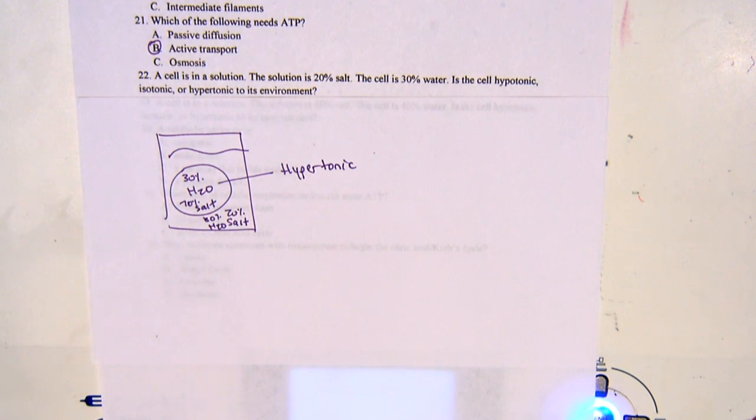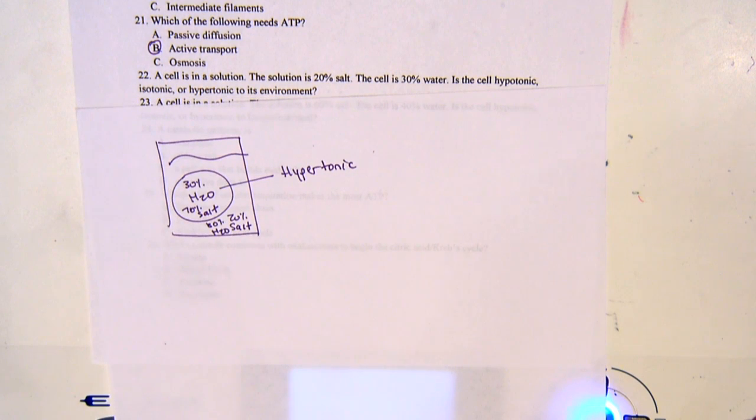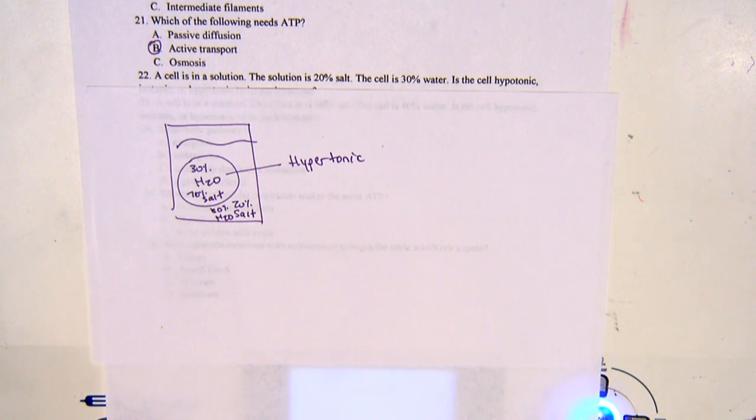If we wanted to, we could compare the waters also. We see the cell has 30% water, but the environment has 80%. If the cell has less water than the environment, that also makes it hypertonic. So if something has more salt or solute concentration, that makes it hypertonic. If something has more water, that makes it hypotonic.